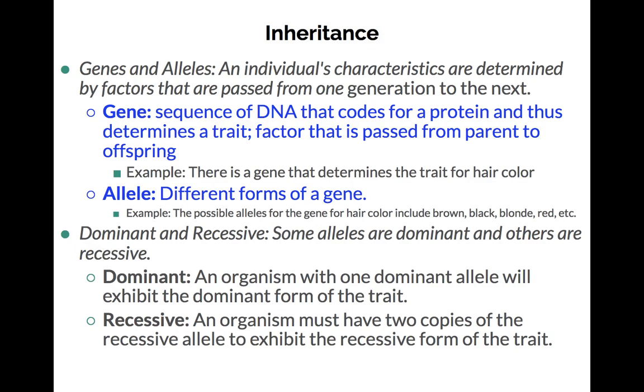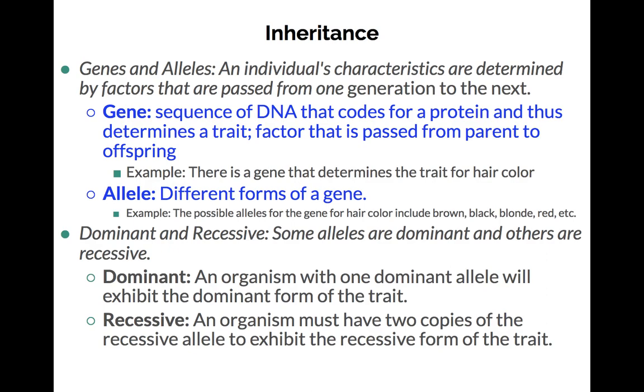So some vocabulary over the next couple slides we're going to get to. So the first thing is genes and alleles. So an individual's characteristics are determined by factors that are passed from one generation to the next. A gene is a sequence of DNA that codes for a protein and thus determines a trait. And that can also be a factor that's passed from a parent to offspring. So for example, there is a gene that determines the trait for hair color.